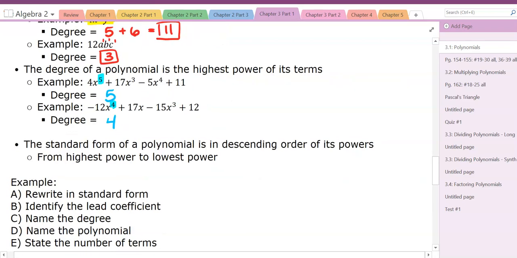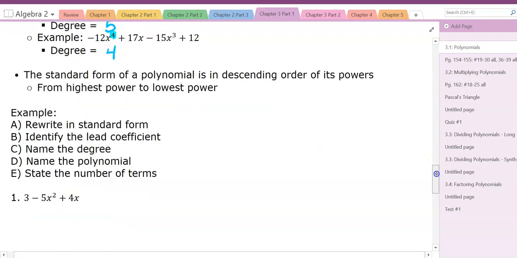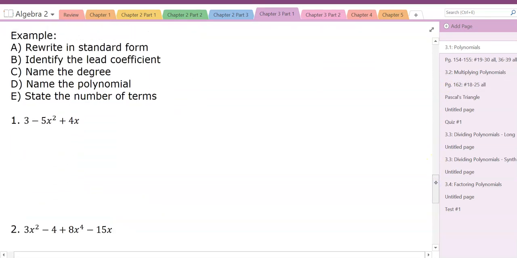All right, so standard form of a polynomial is when it's written in descending order of its powers. So you want to go from highest power to lowest power. When you're doing problems, like we're going to be doing next, and they want you to name the lead coefficient, name the degree, I would rewrite it every single time in standard form so that it's in order and it makes your job a little bit easier to find all those things. Now, the problems that we're going to do ask us to rewrite it in standard form.